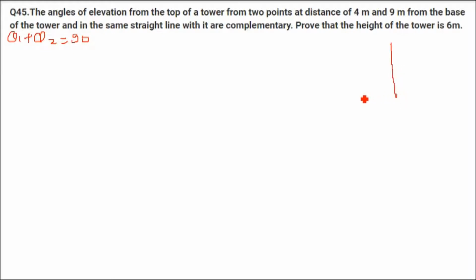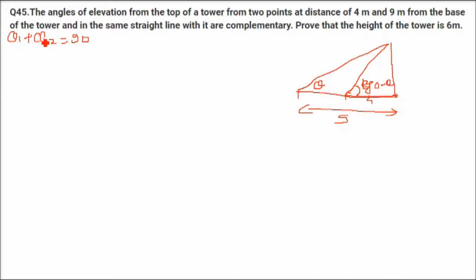This is the tower. This is 4 meter and this is 9 meter. From here to here this is 4 meter and this is 9 meter. Whole is 9 meter. The angle of elevation is something like this. So if this is theta, this will be 90 minus theta. I hope you got the idea. One is theta, other one will be 90 minus theta.